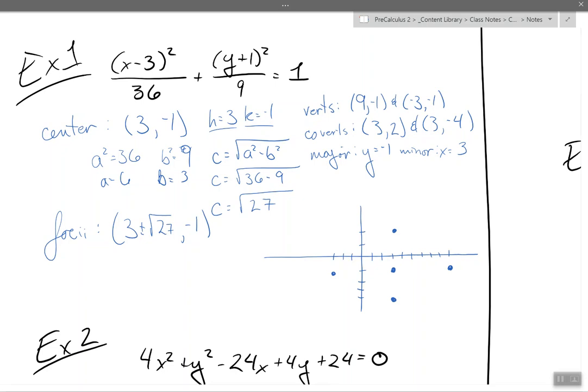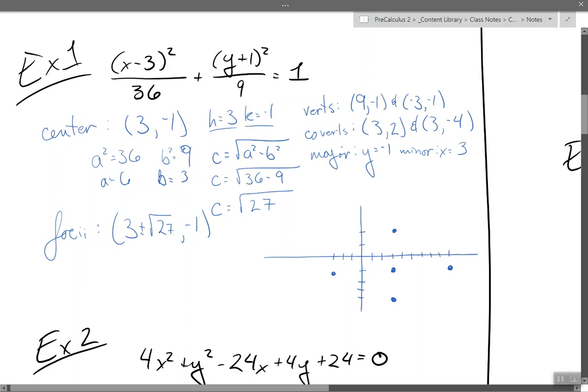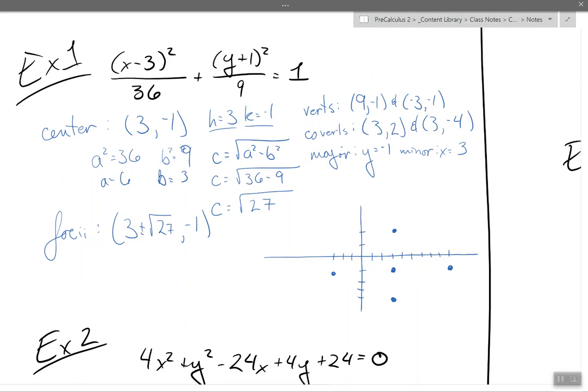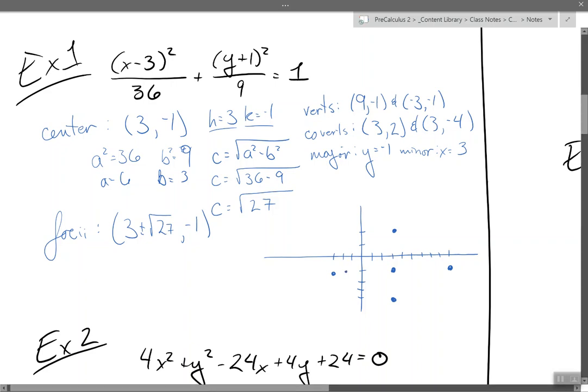If we really want to get technical with it, we can plot in the foci. So square root of 27 is a little bit more than 5. So these are going to be pretty close to the vertices, and that's okay. It's kind of a narrow ellipse. So if you really want to, there's somewhere in here. I'm not going to do it. But the numbers, the points that we need are already graphed.